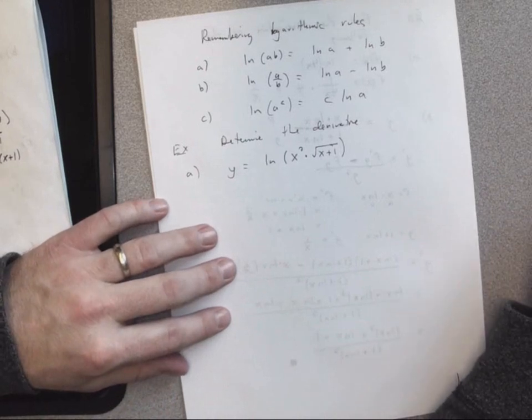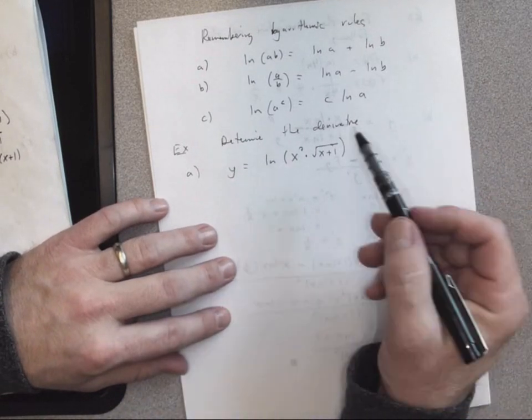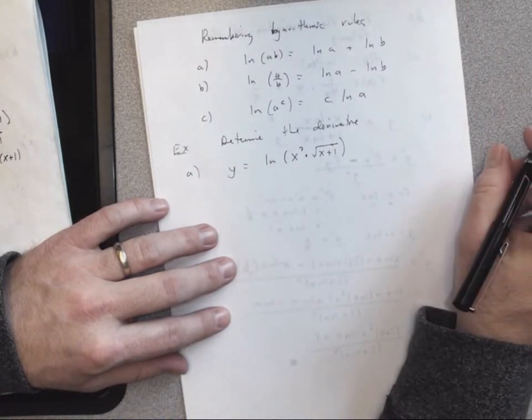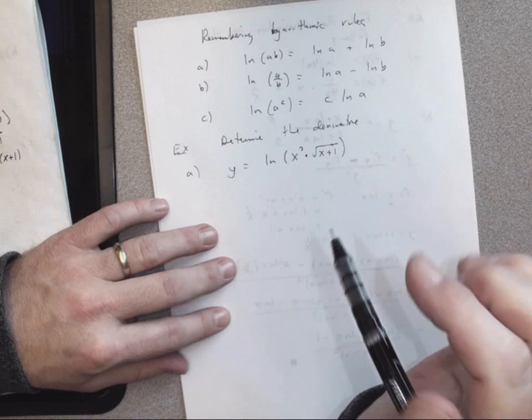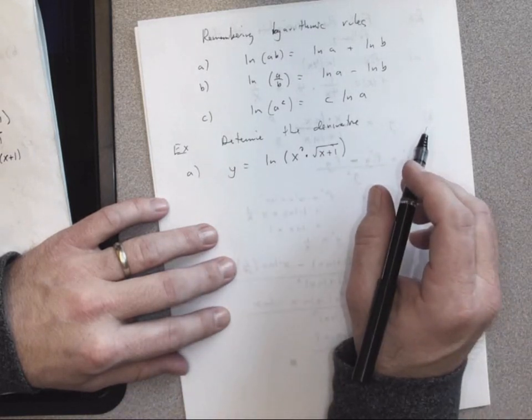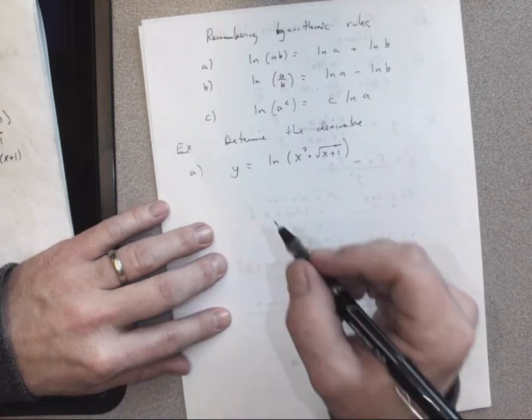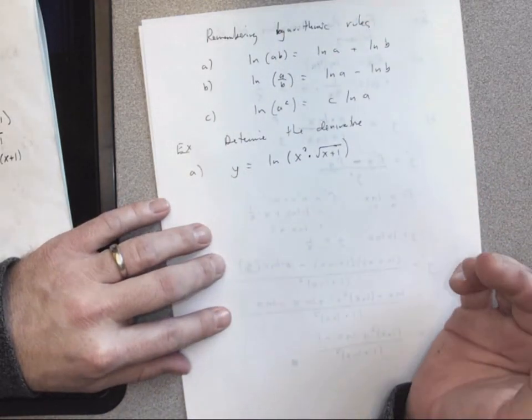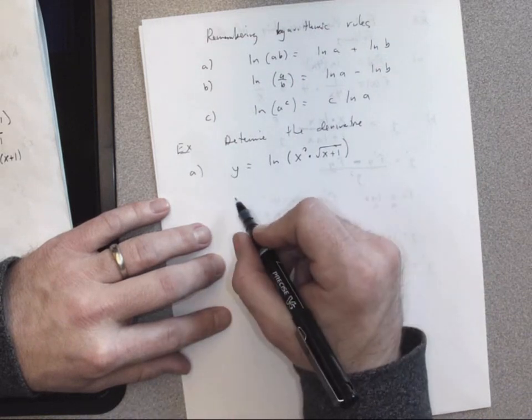Well, a couple ways you can do this. One way, you can just take the derivative as it sits, which becomes kind of messy. I'm going to do it both ways. I'm going to do it without using the rules, and I'm going to do it using the rules just to show you how much quicker this is.